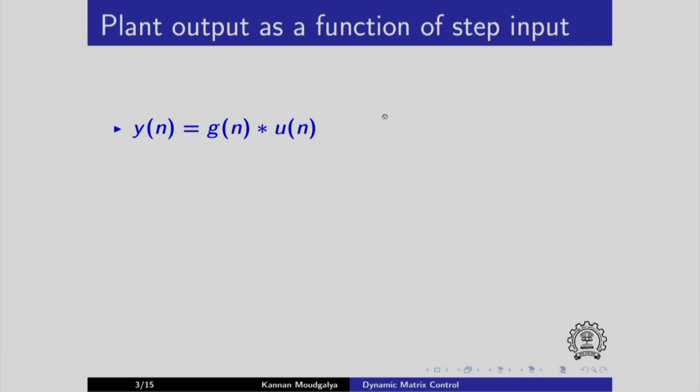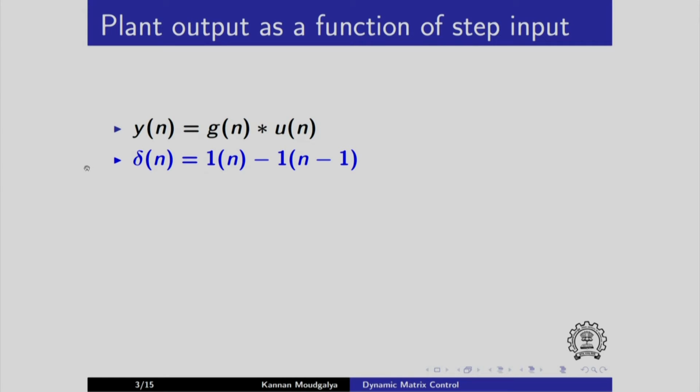Now let us get the plant output as a function of step input. Recall our convolution expression. The plant output Yn is given by the impulse response G convolved with plant input U. Of course, we have taken the plant as LTI system at 0 initial state.